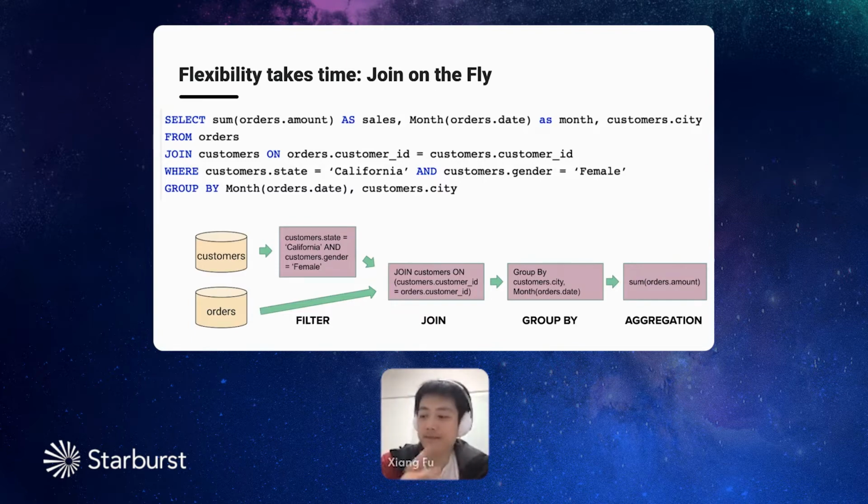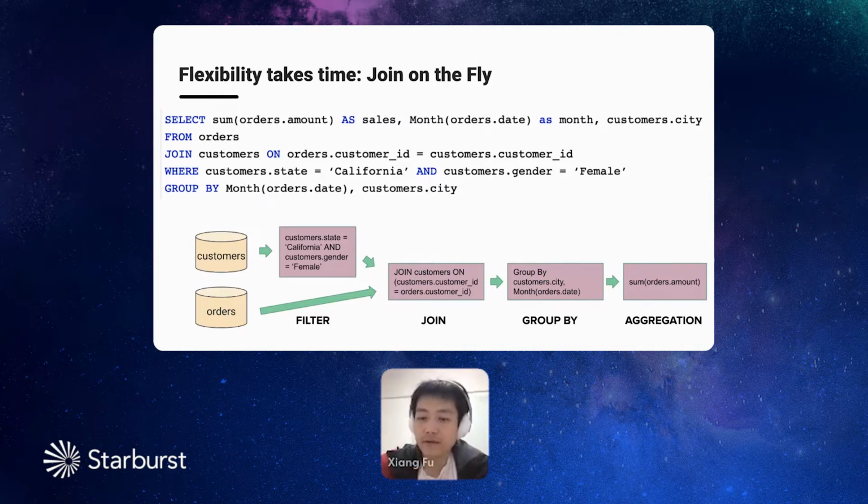From the raw data perspective, we need to write a SQL query to join the two tables and then aggregate the results. This query usually gets split into four phases if you think of how we really do the job. In the first one, we need to do a full table scan on both tables: one full table scan on the orders table and another on the customers table. We will fetch all the records that match the given predicate, which is state equals California and gender equals female. In the next phase we will do the join.